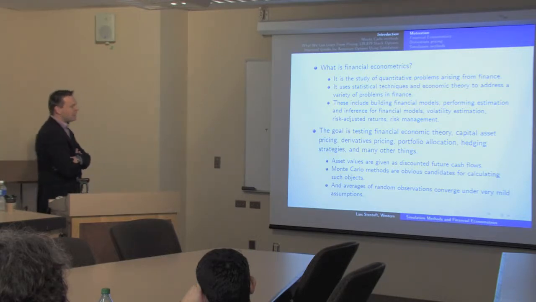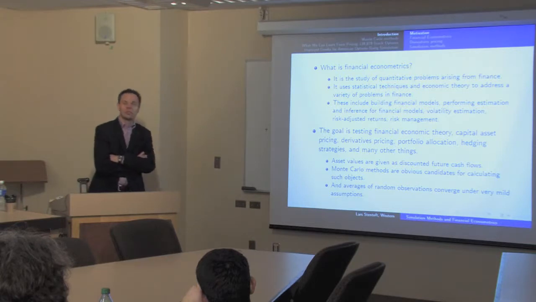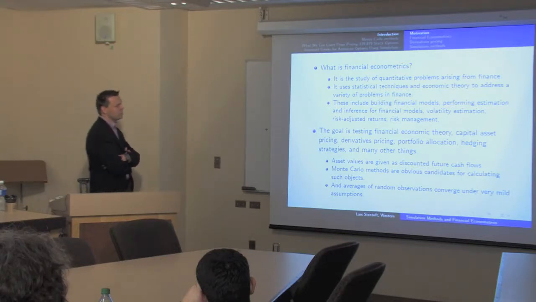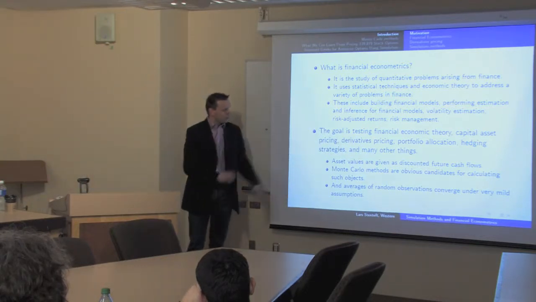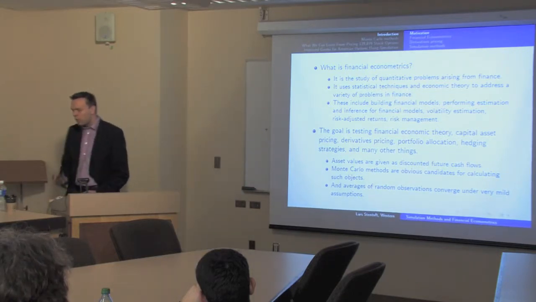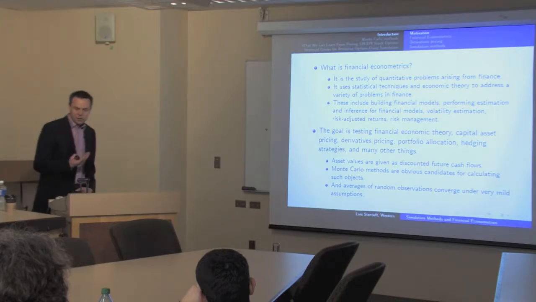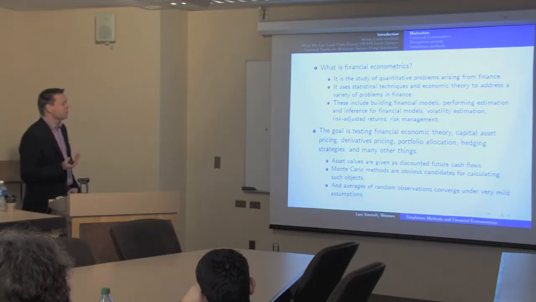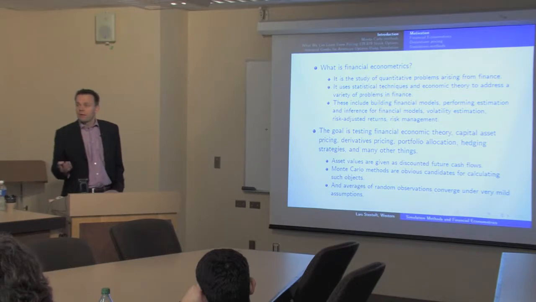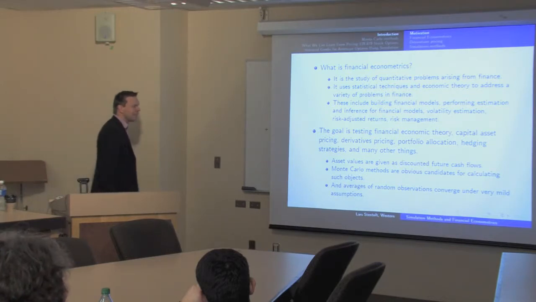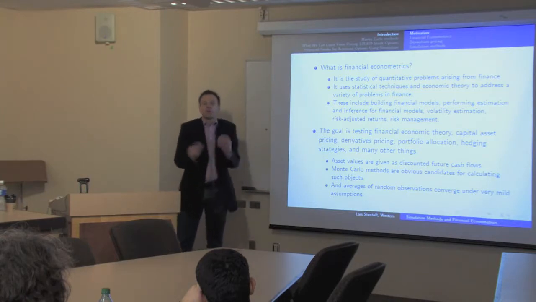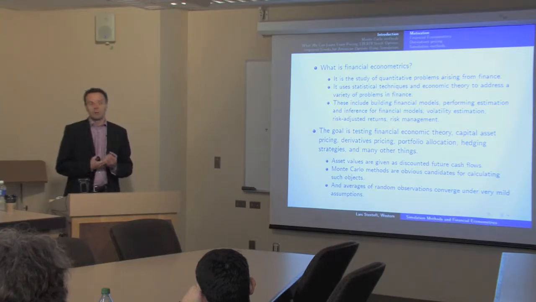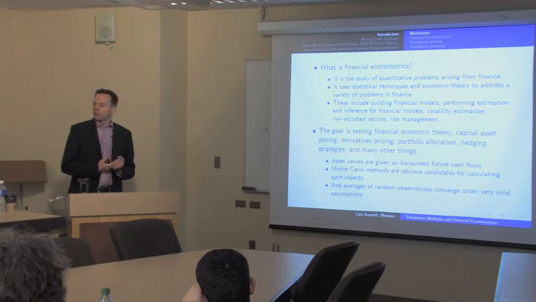More or less. Now, oftentimes the goal is testing financial theory or economic theory. We're going to do capital asset pricing. We're going to price derivatives. We're going to do portfolio allocation. We're going to talk about hedging strategies, and many other things. And almost always that involves calculating the fair value of an asset. If we're investing, we want to know what the fair value is. If we're risk managing, we want to know the fair value of this product and how risky it is. And typically asset values are just given as discounted future cash flows. That's all you get from an asset, unless you really like going to board meetings or general assemblies and you like to mingle with the people.